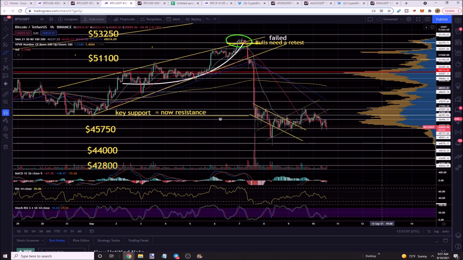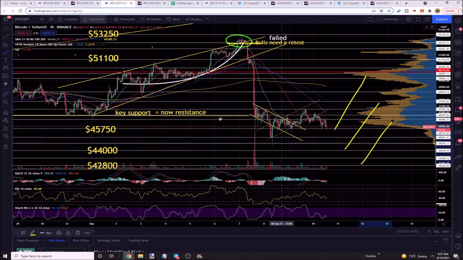At some point, I'm looking for a bounce. Will it be here or will it be here? Or will it be here? We don't know yet, right? Right now, we don't have a bunch of market structure to work with. I do know that if this level doesn't hold, level by level, we're looking for a move down here, 45,000. If that level doesn't hold, 42,800 is in the cards.